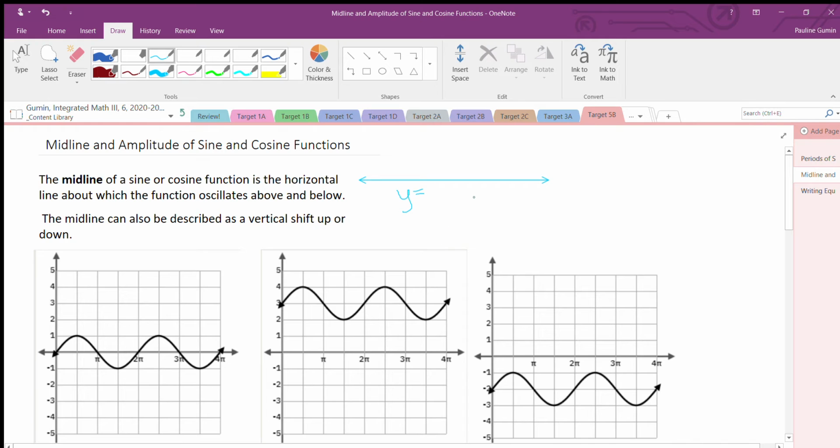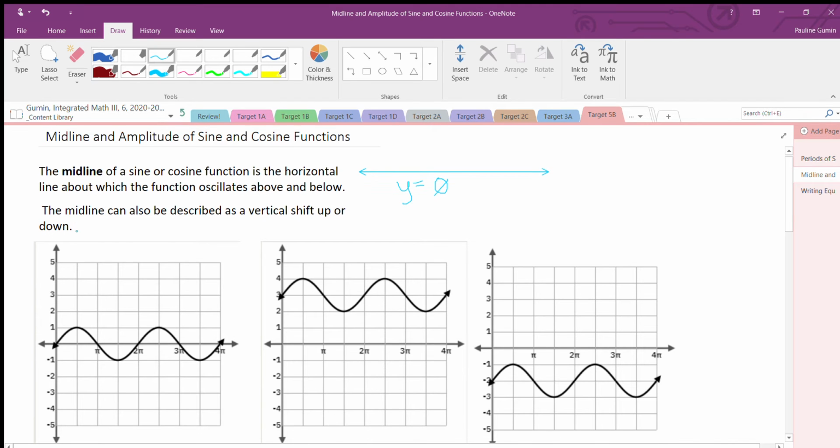The midline represents a vertical shift up or down. Now, a usual sine and cosine function with absolutely no transformation has y equals 0 as its midline. That's what helps us understand a vertical shift up or down, because depending on this line, we'll know if the graph moved up or down. So if we have a positive or a negative number. All right, let's check this out.